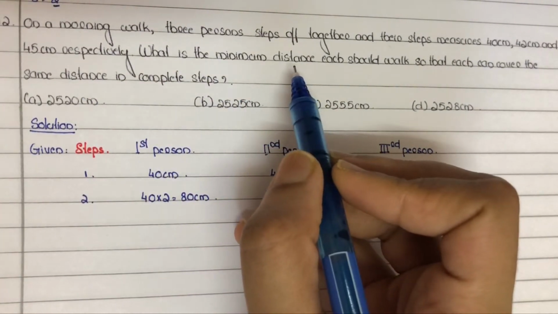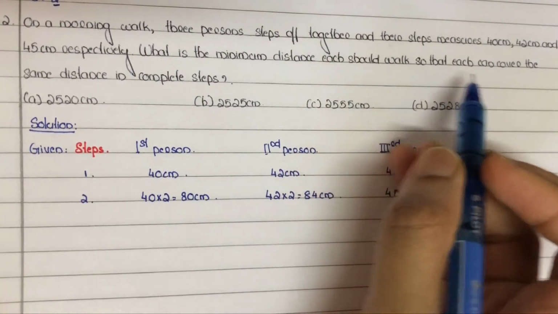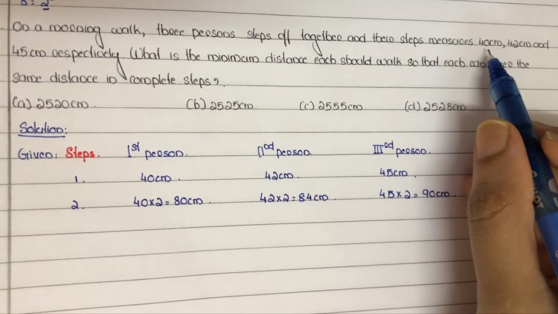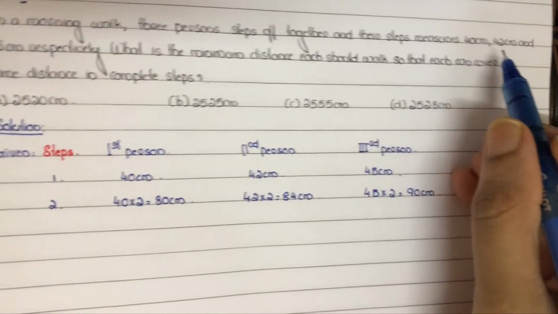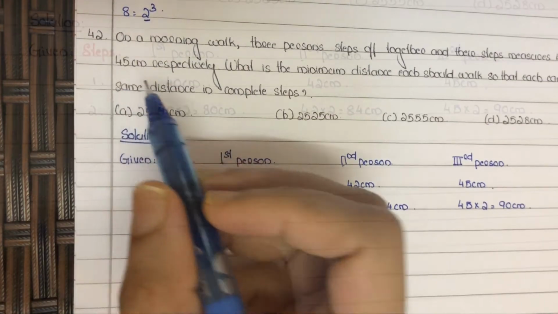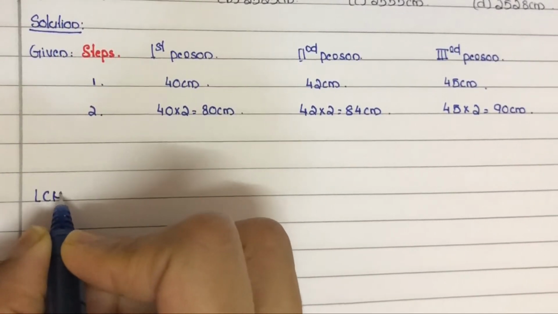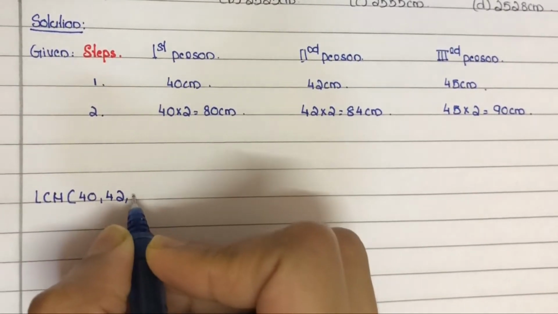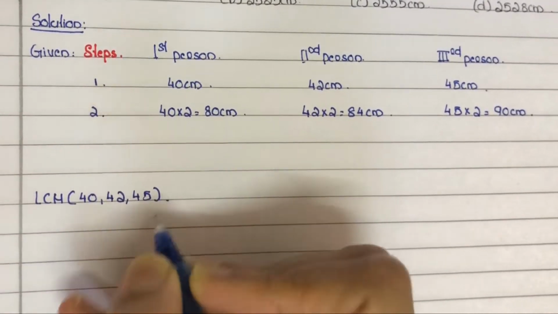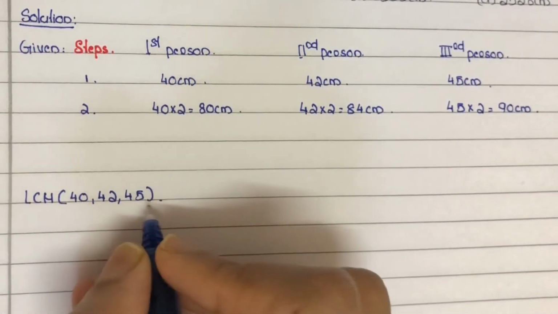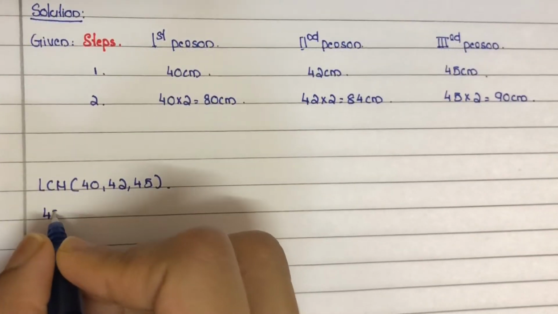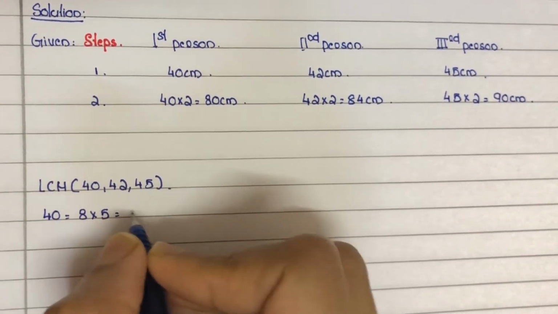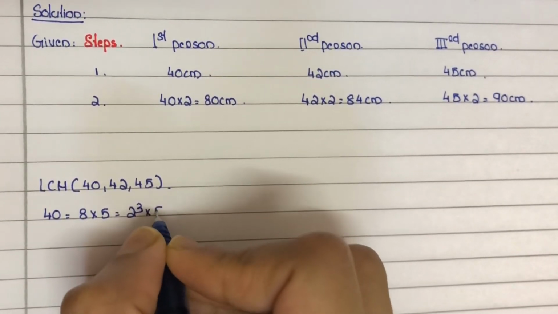Minimum distance means least distance. Each should walk so that each can cover the same distance. That is, you should find the least common multiple of 40, 42 and 45. LCM of 40, 42 and 45. First, reduce the numbers into their factors. 40 equals, we know that 8 5s are 40, so that is 2 raised to 3 into 5.